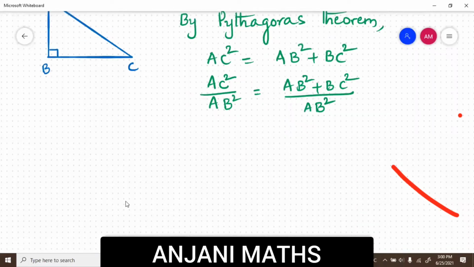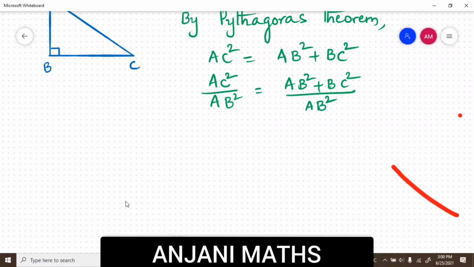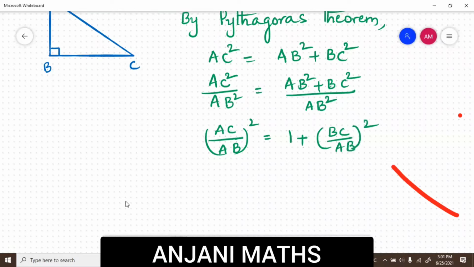So what's the next step? AC by AB whole square is equal to AB square by AB square, it's 1. BC square by AB square is BC by AB whole square.